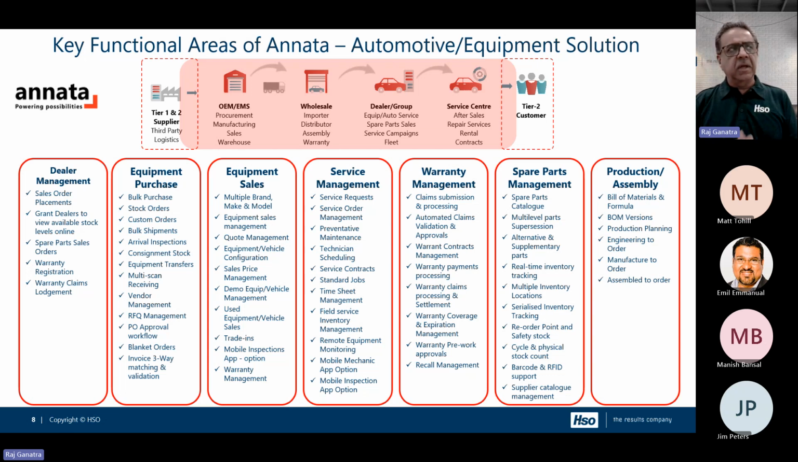Okay, let's look at the core functional areas of Anata. Anata is a world-leading industry solution. It's backed by industry expertise. The solution is a connected cloud solution to enable all the customers to accelerate their digital transformation, and it's based on the best of breed solution. You don't have to customize this. They've thought through everything from product master right up to procurement, service, the sales cycle as well as assembly, to give you an end-to-end solution.